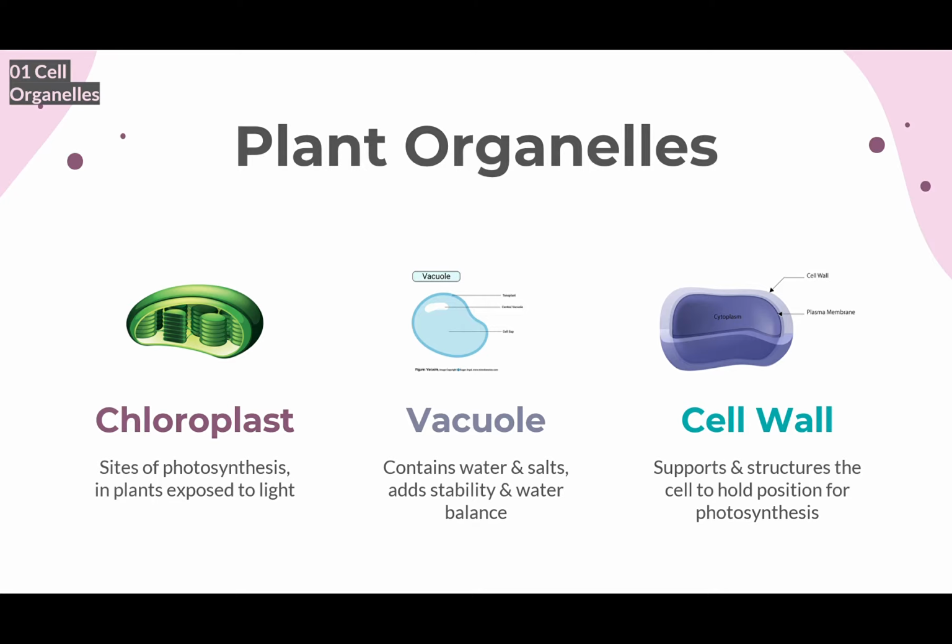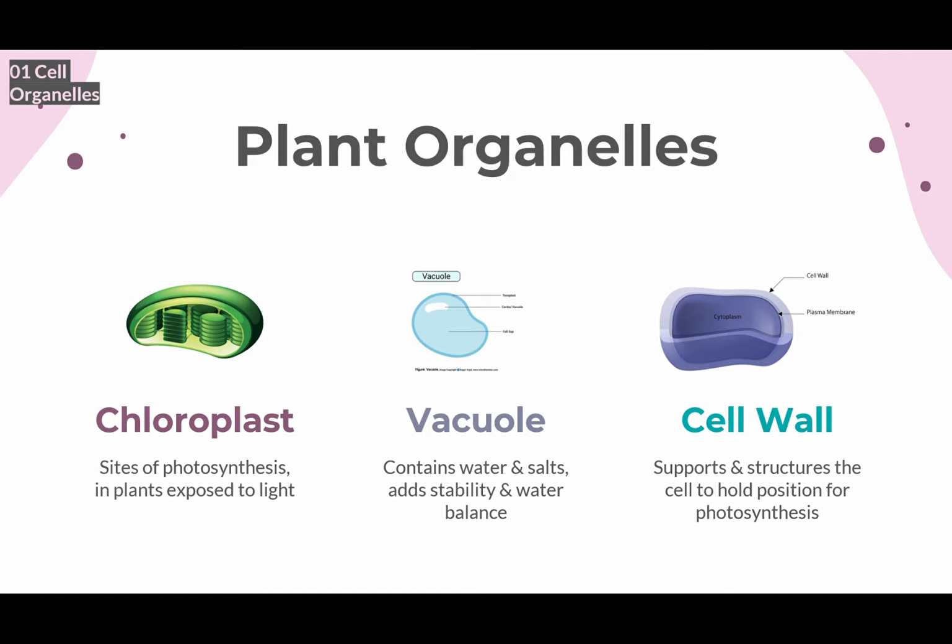So vacuoles contain water and salt, and add stability because of the pressure on the membrane. Because it is so big, it adds pressure on the cell plasma outside, and that in turn creates pressure on the membrane and cell walls. So it adds to the stability and the structure of the plant cell in and of itself. And it also contributes to the water balance within the cell.